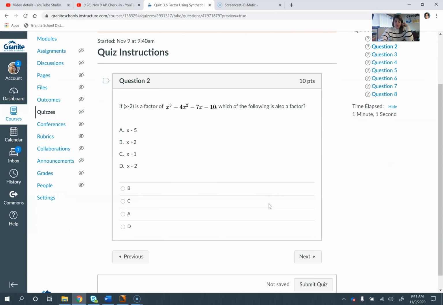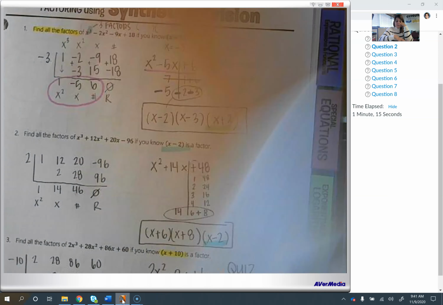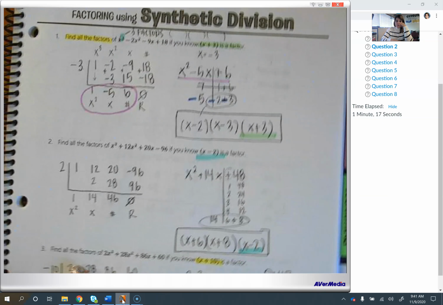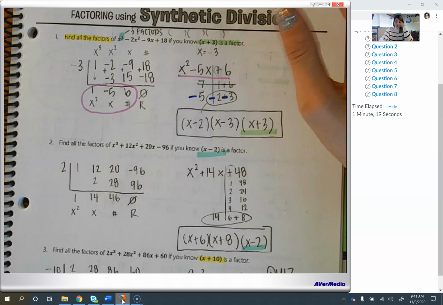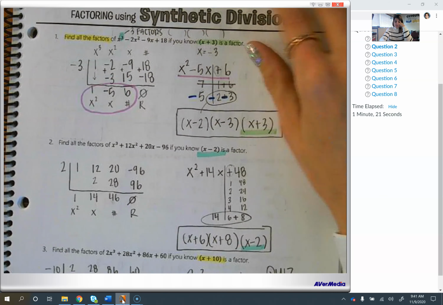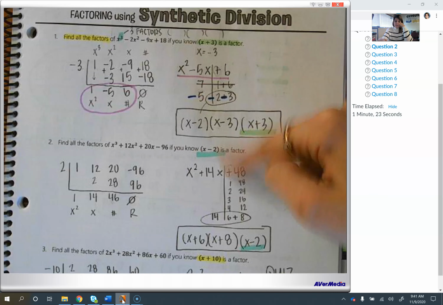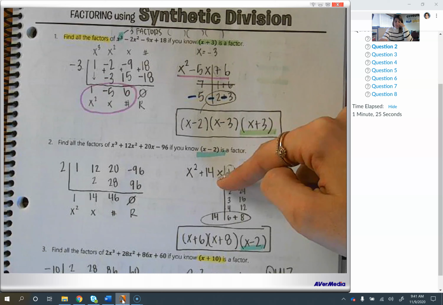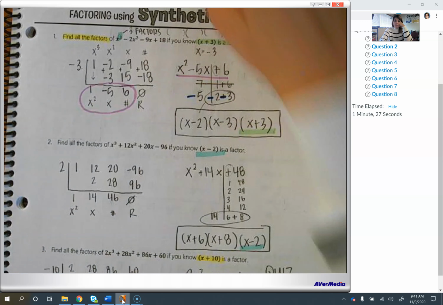On number 2, the easiest way to do this is to factor using synthetic division and then factor again. So number 2 is an example of 1 or 2 in your notebook. In order to do number 2, you should follow the method that we used in your notebook on 1 and 2.